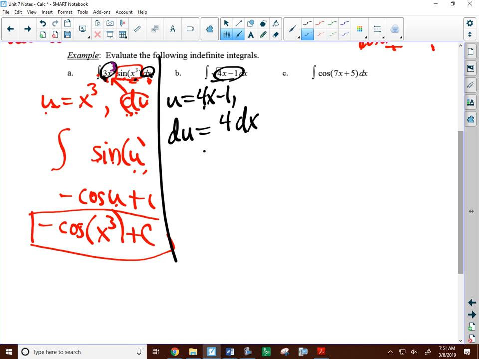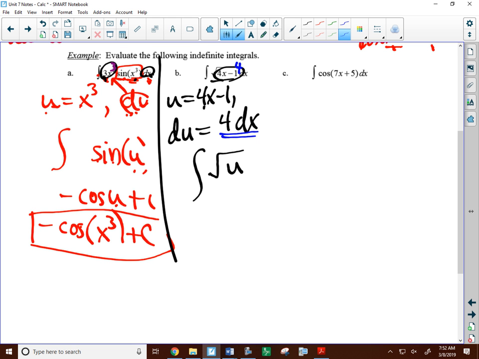Okay, so this one's fun here. So now I'm going to do the integral. I'm plugging in u. So it'll be square root of u. I look up here, do I have a 4 dx on the outside? No. I don't. I have a dx. But, I mean, 4 is just a number. Can't I put a 4 in there? I can if I then cancel it out.